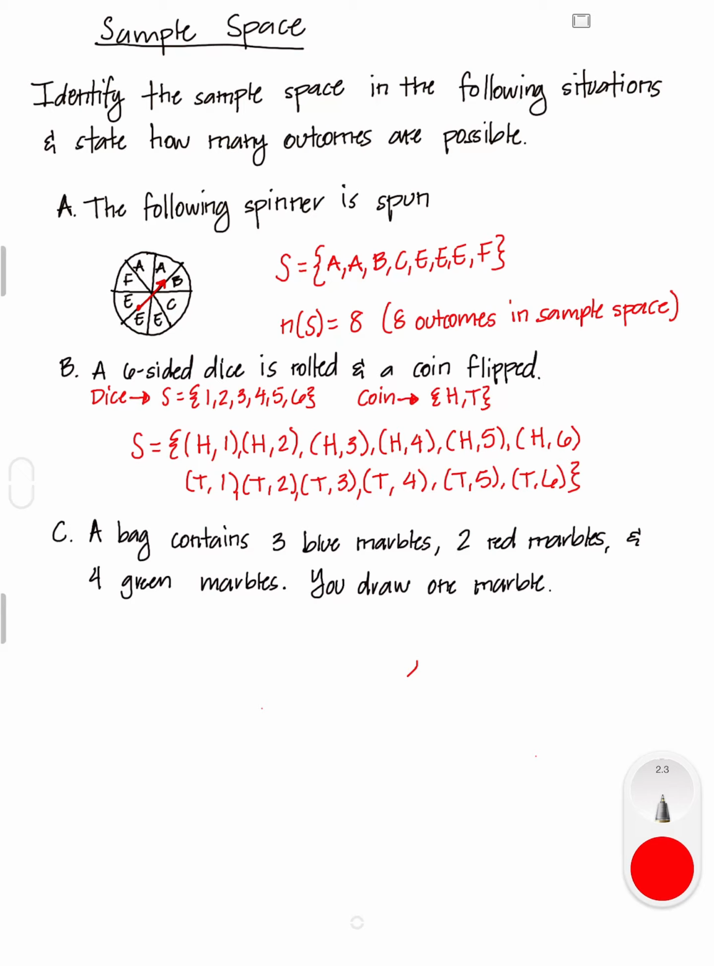Now let's see how many options do we have. How many outcomes is this? So it's 1, 2, 3, 4, 5, 6 for heads, 6 for tails. So we will end up having 12 different outcomes. So we have 12 outcomes in total.